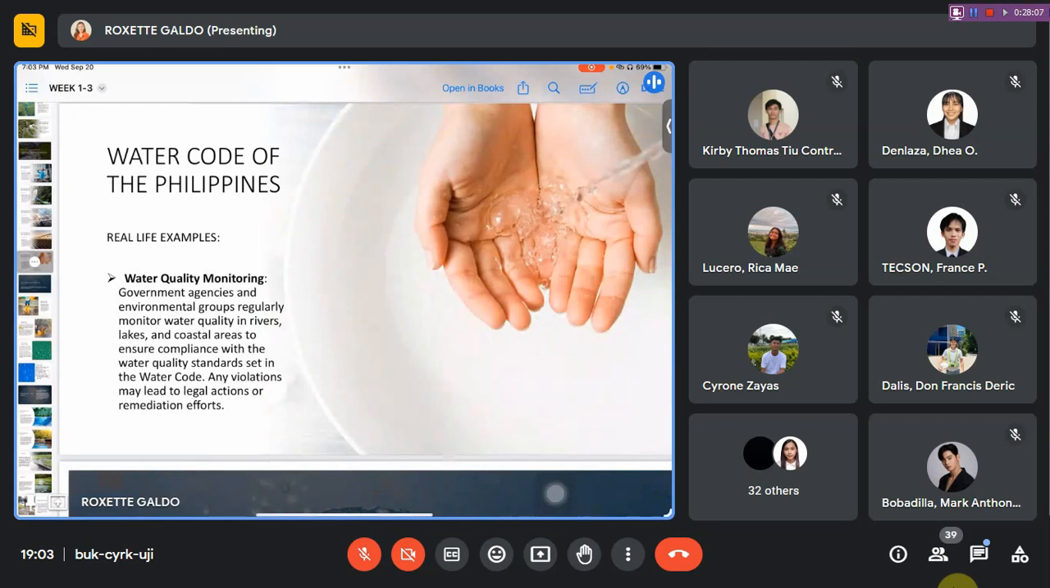Aside from the water that we drink, which concerns public health, the water in creeks, the sea, our oceans, and our rivers here in Cagayan or even in the Philippines, such as coastal cleanups, they are also governed by the Water Code.